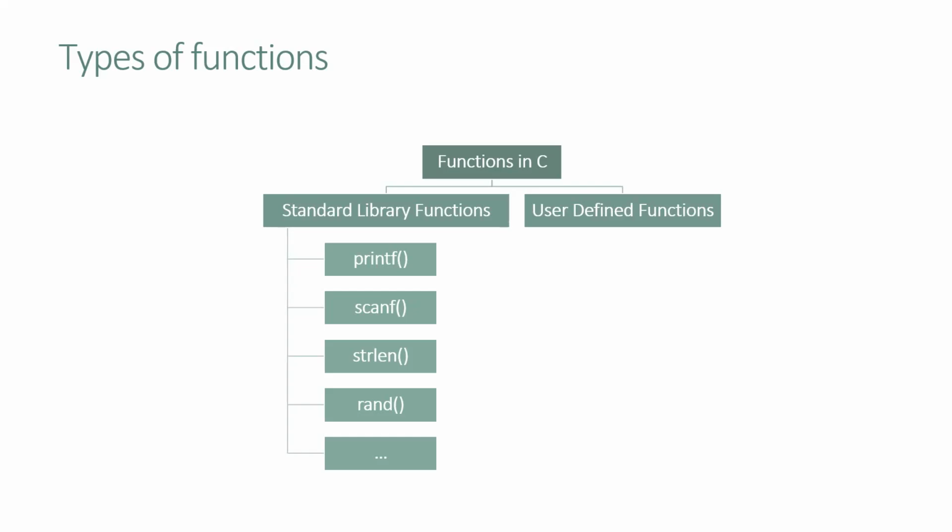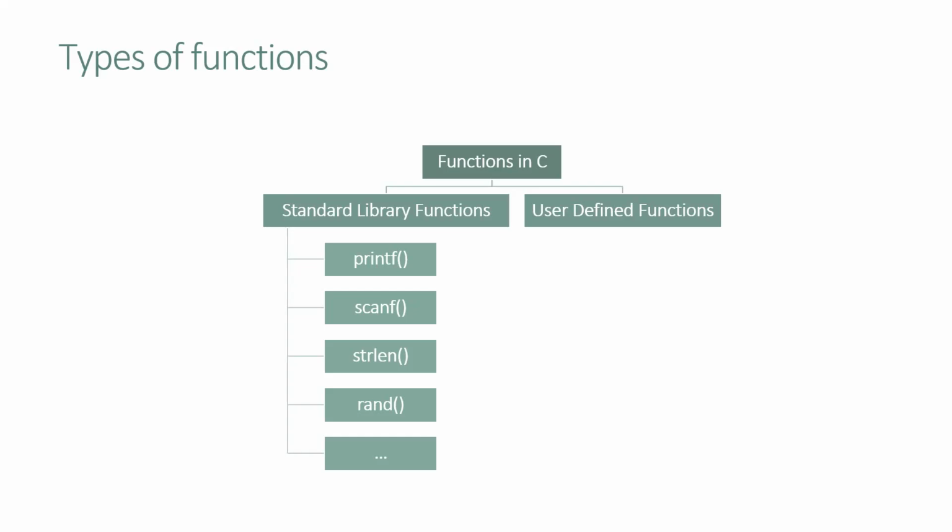You've probably seen or used some of them like printf for printing stuff out, scanf for reading input, strlen for getting the length of a string, or rand for generating random numbers. These functions are part of the C standard library, which means they're just there ready to use. You don't have to write any extra code to declare them or anything.